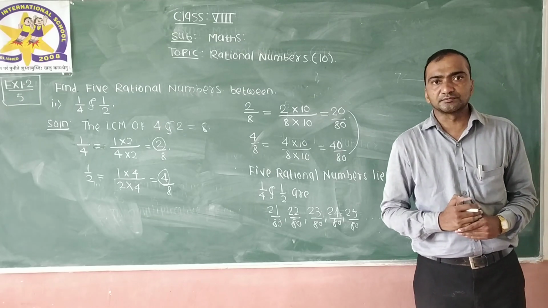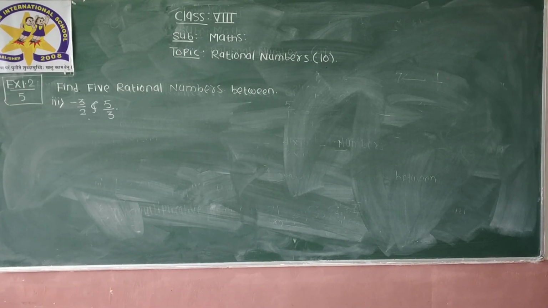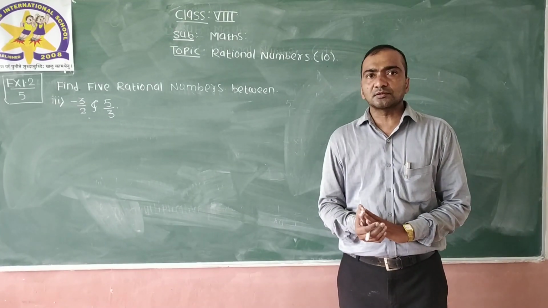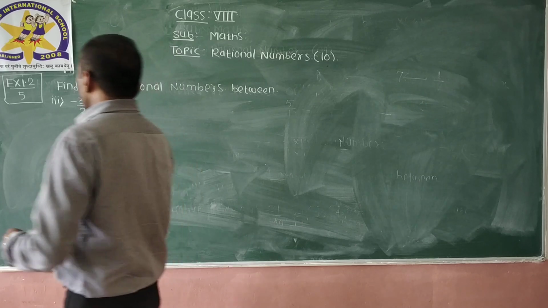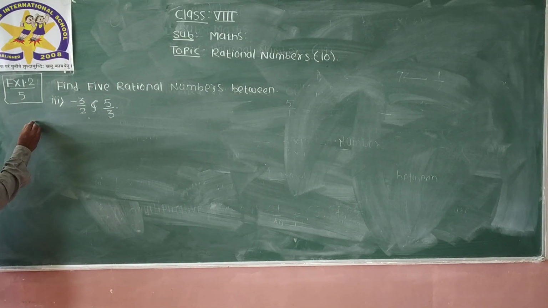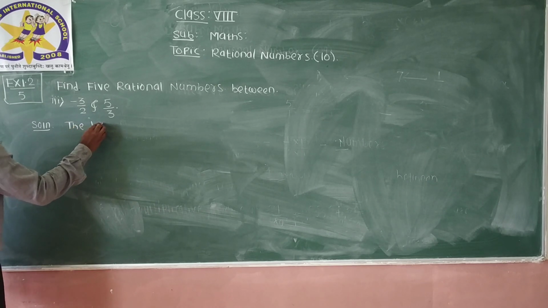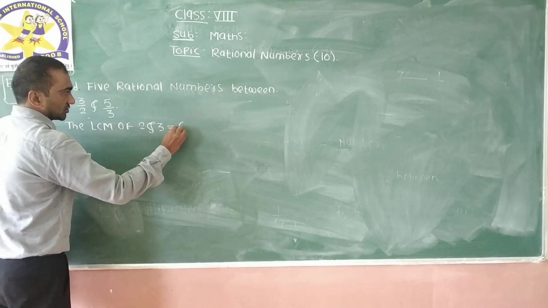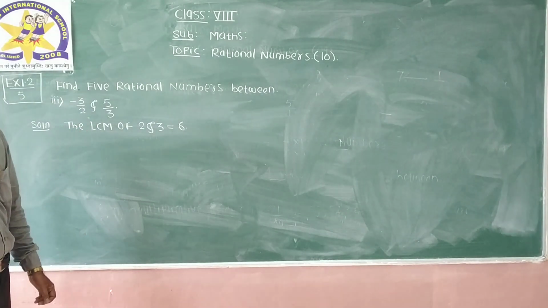Now we will take the third question. Now see the third question. We have to find the 5 rational numbers between minus 3 by 2 and 5 by 3. Now first of all we have to make their denominator same. To make their denominator same, first of all we have to find the LCM. The LCM of 2 and 3 is 6. So we can convert the denominator of these two rational numbers equal to 6.